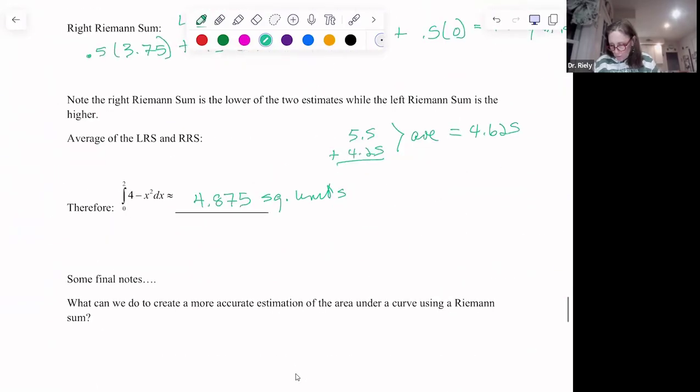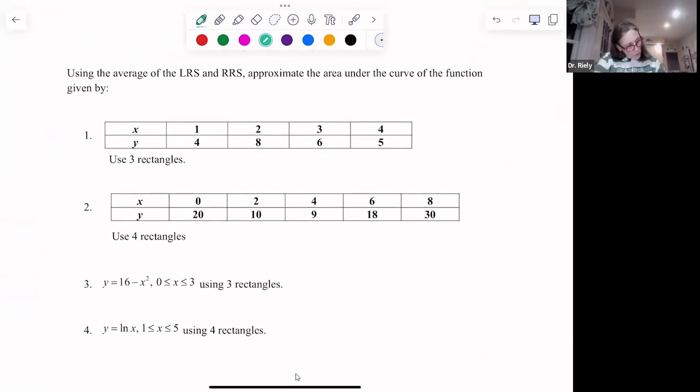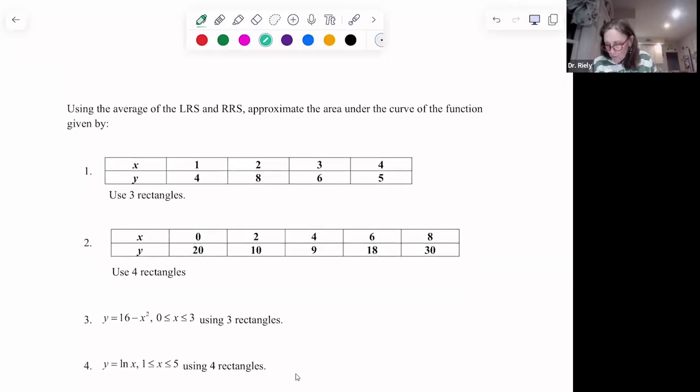So then I thought what we can do, I did some more problems here that you can work together. So let's do that. I said, use the average of left Riemann sum and right Riemann sum to approximate the area under the curve of these functions given by this. So I don't have a function, so you're just going to call it H or G or whatever you want to call it. If you're going to use 3 rectangles, you're going to have 4 columns. If you're going to use 4 rectangles, you'll have 5.